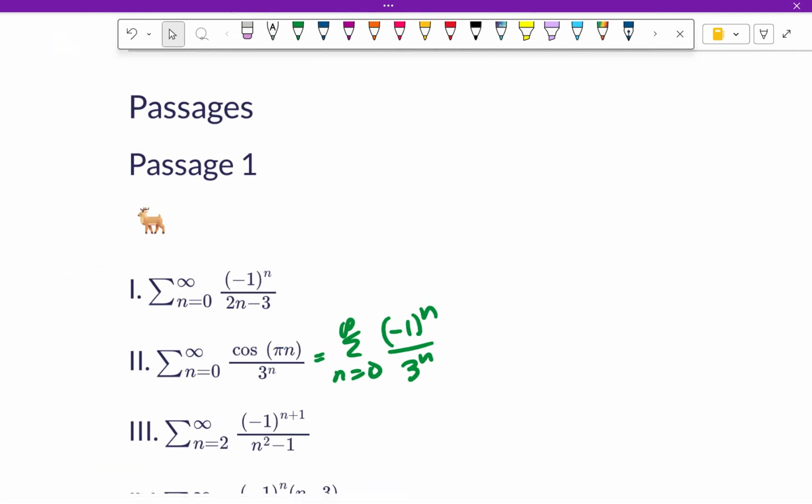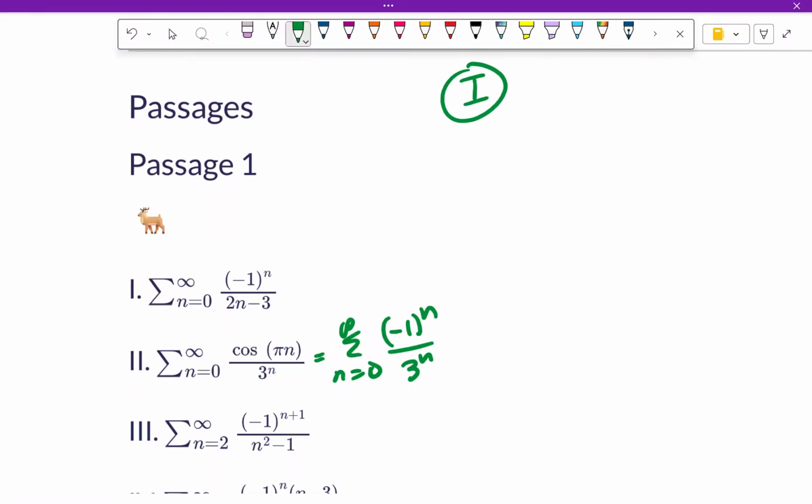So for this first one, I'm going to start with absolute value, because if I get absolute convergence, I know I don't have to do any other testing. If I get divergence, I do have to keep going. But if I get absolute convergence right away, I don't have to test anymore. So I'm just going to start by taking the absolute value of each series and see what happens.